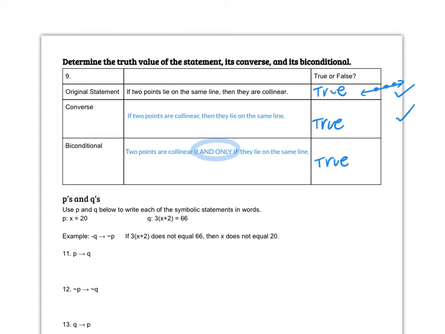It's very efficient. Of course, if one of these statements, either the original or the converse, were not true, then the biconditional would not be true. In order for it to be true, both the original statement and its converse must be true.